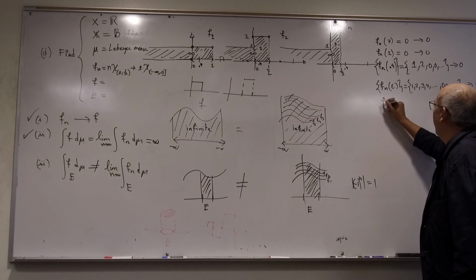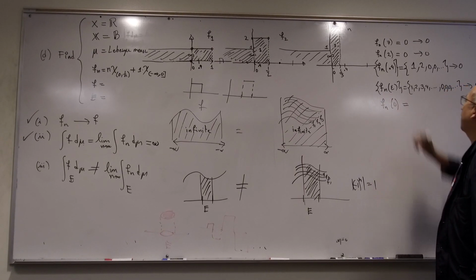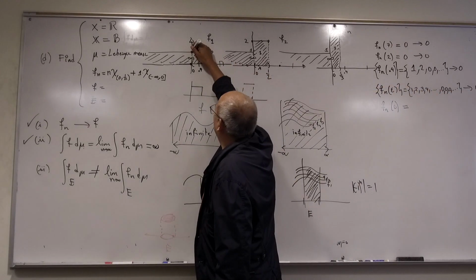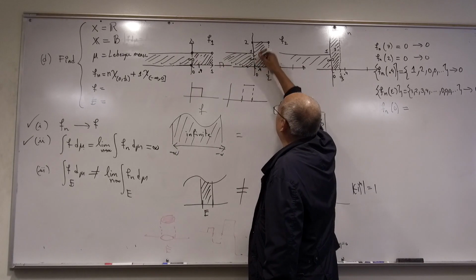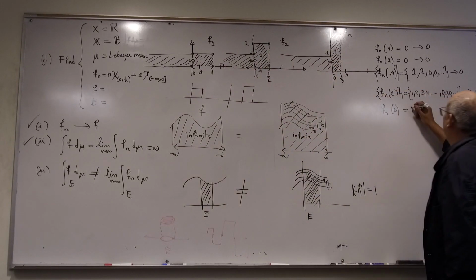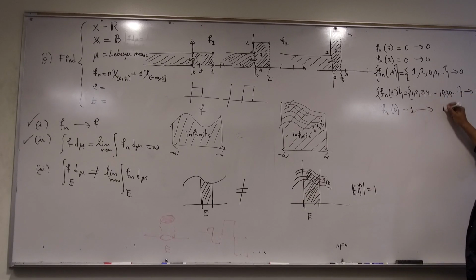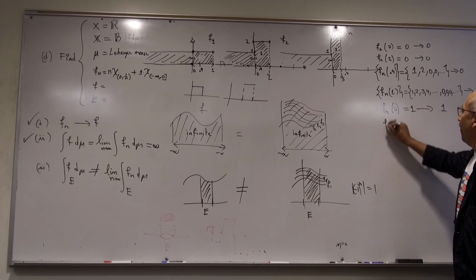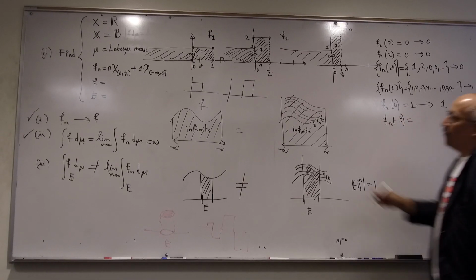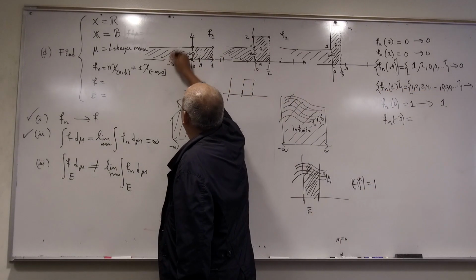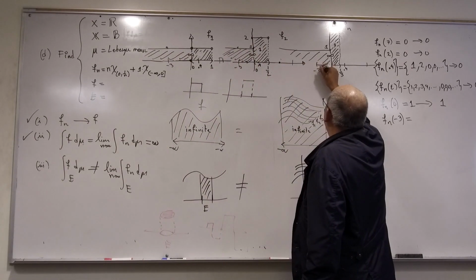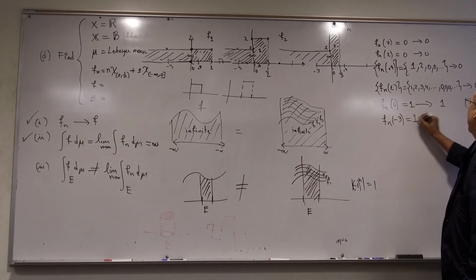So how about Fn of 0? What's the first function evaluated at 0? 1. Second function evaluated at 0? 1. Third function evaluated at 0 is 1. So that converges to 1. Fn of negative 3 is 1, 1, 1. Negative 3, 1, right? So it converges to 1.